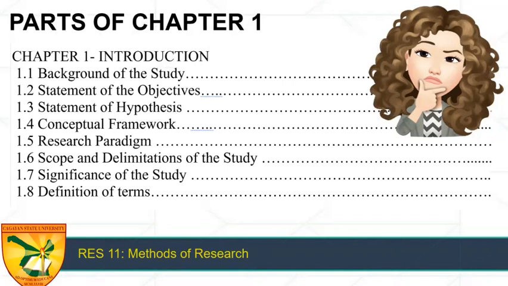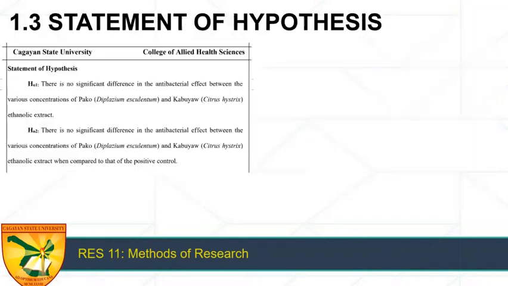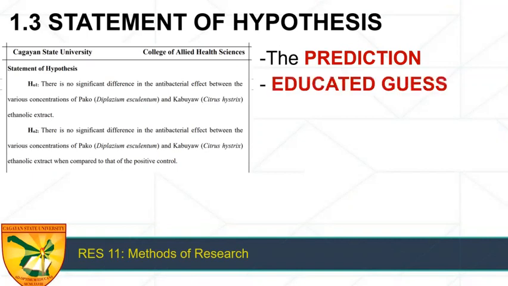So we're done with your background of the study, then your statement of the objectives. Now we are here at your statement of the hypothesis. So statement of hypothesis is actually a prediction of what your study will find, a prediction about the relationship between two or more variables and translates the specific problem or objective into expected outcomes. So this is actually an intelligent guess or an educated guess on the relationship between your variables.